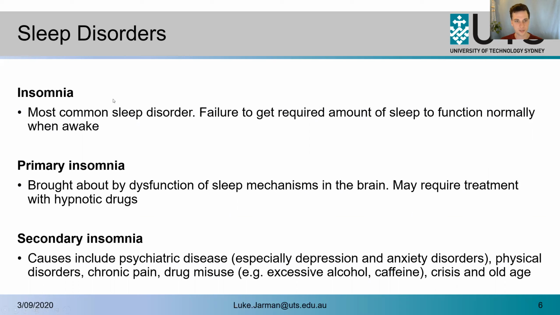Insomnia is your first sleep disorder that we're going to talk about. It's your most common one. It basically is just failure to get a required amount of sleep. And that can be vastly different from person to person. Some people actually need like 3 to 4 hours of sleep per night in order to not feel too drowsy the next day, or to just be able to go to work and function normally. Some people need 8 hours or more.